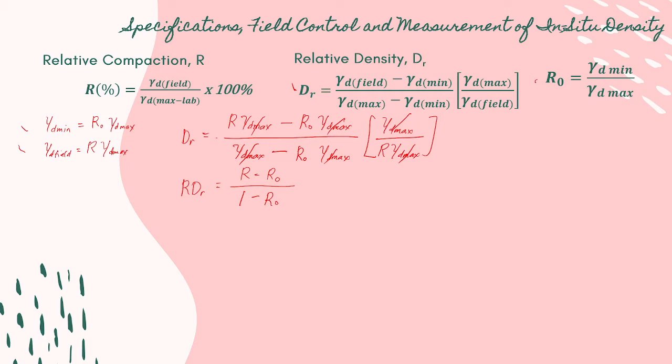And then let us isolate the relative compaction, R. So simplifying, R times D sub r is equal to R minus R sub O. And now we can write the relative compaction R as R sub O all over 1 minus D sub r times 1 minus R sub O.